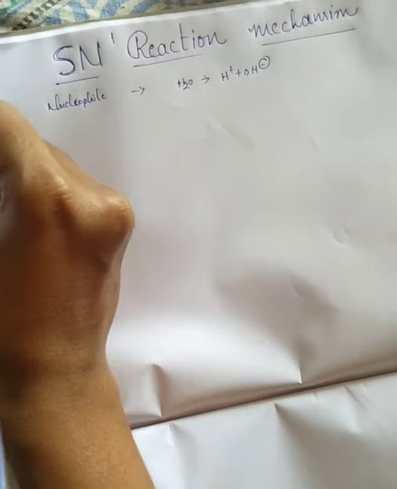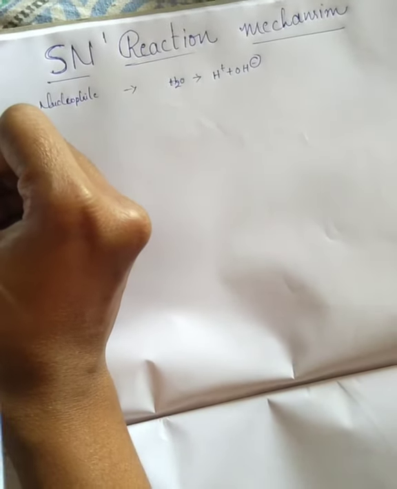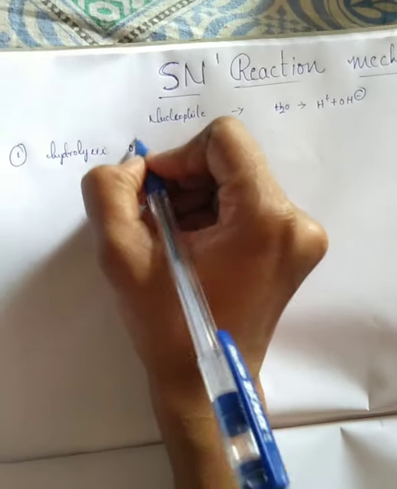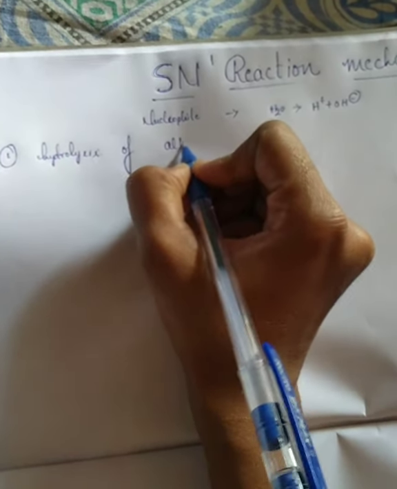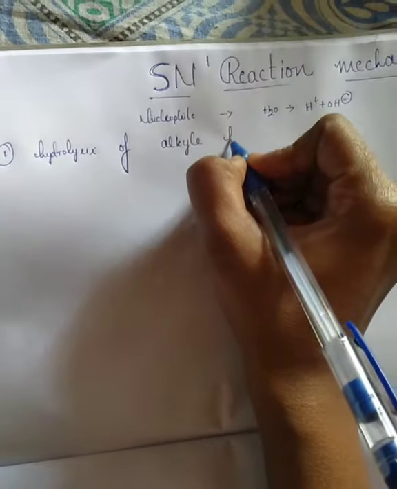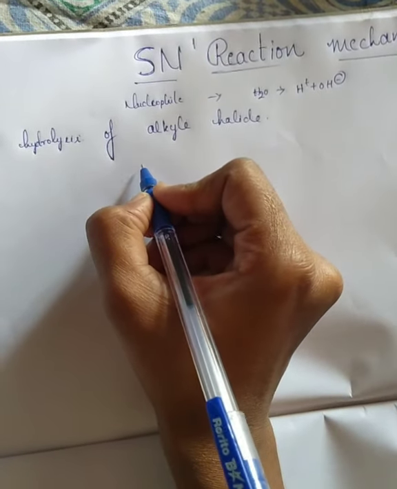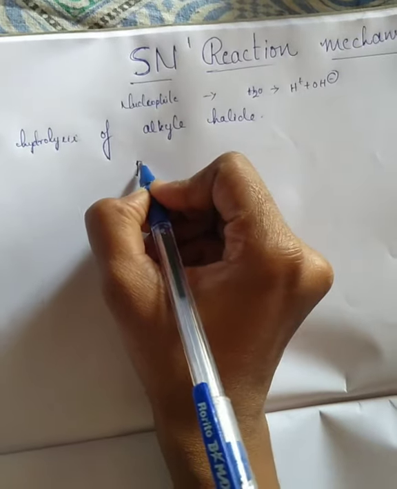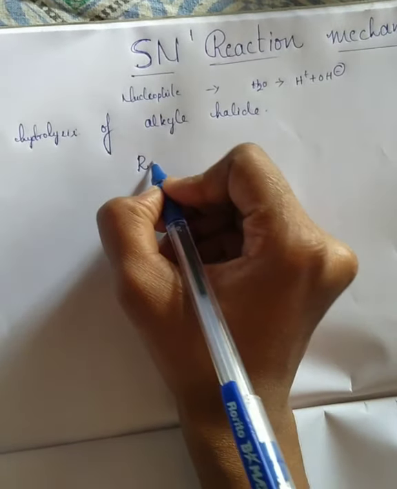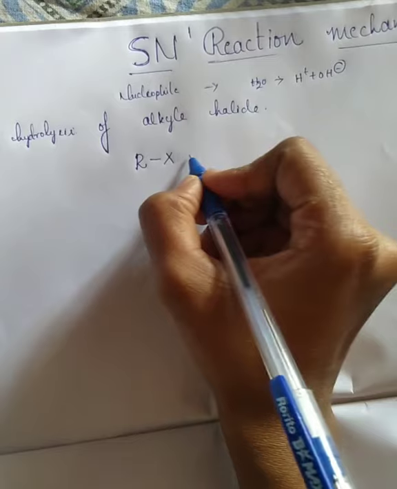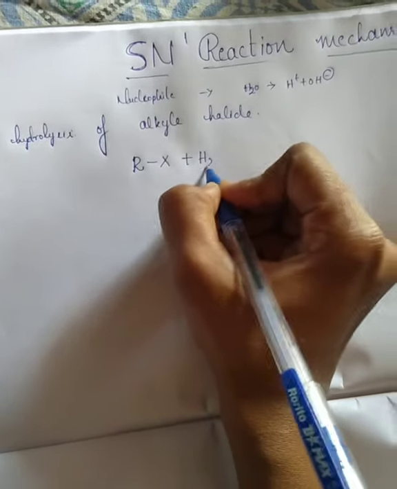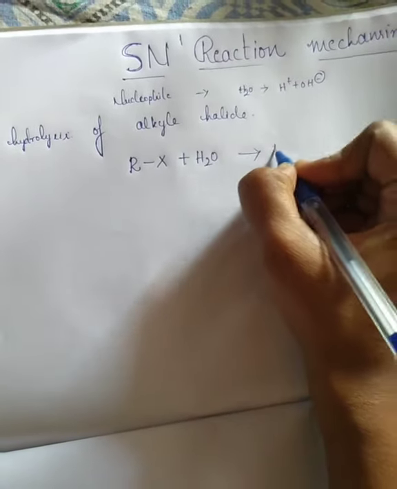Today I want to tell you about the SN1 reaction mechanism. In this, a nucleophile is added, so it is called a nucleophilic substitution reaction. In this, first of all, hydrolysis of alkyl halide takes place. So the alkyl halide reacts with water to give alcohol.